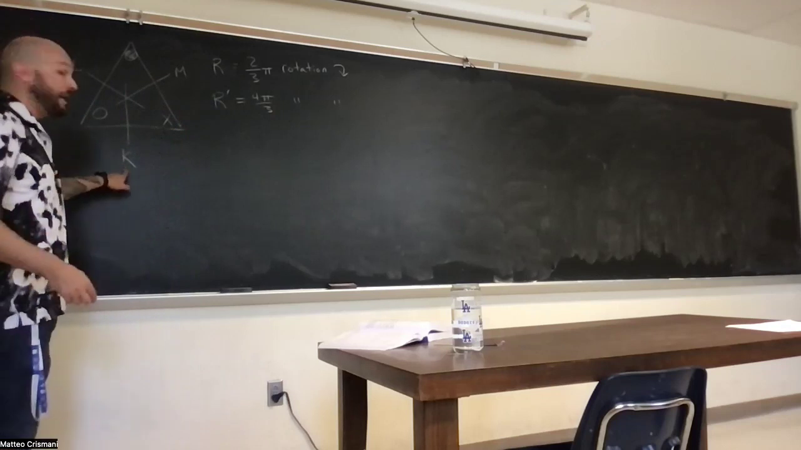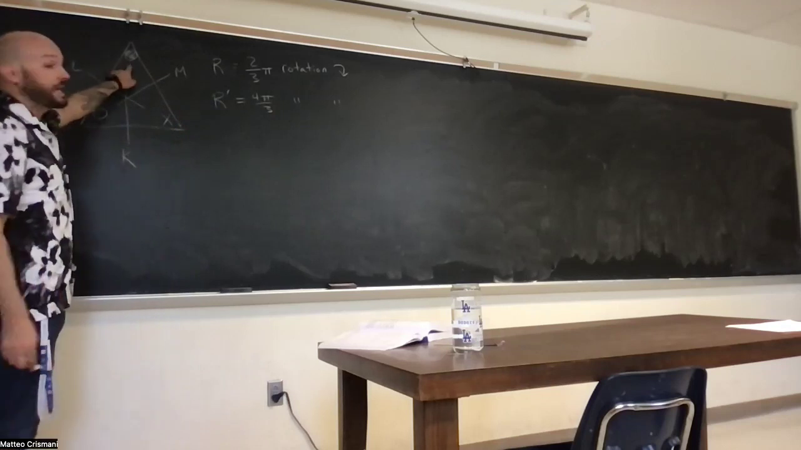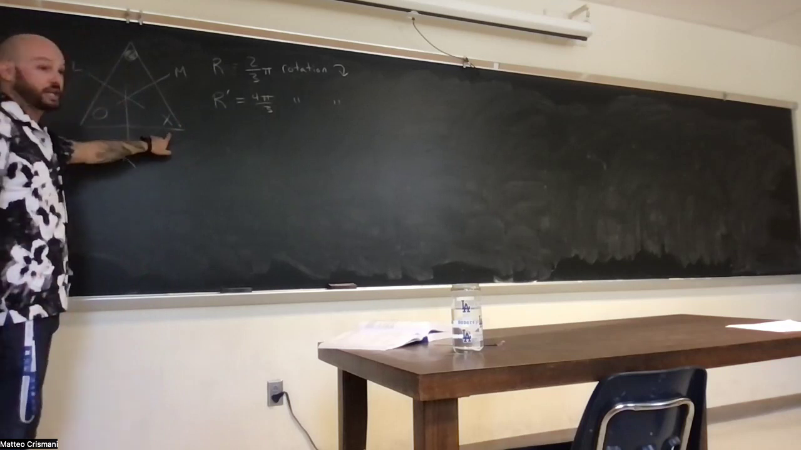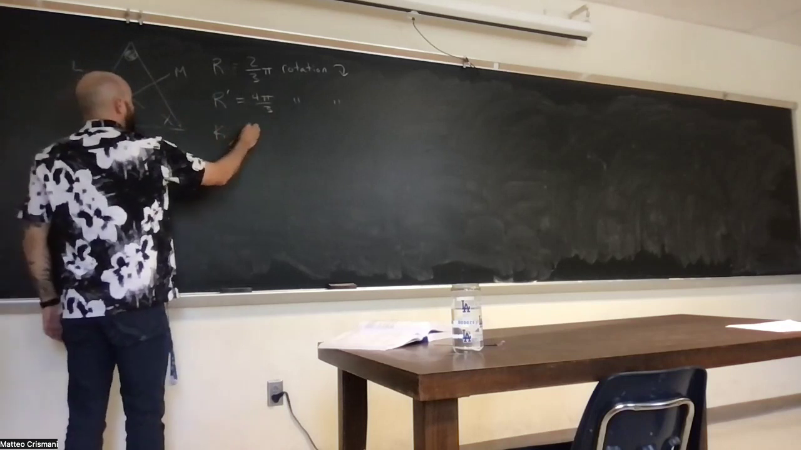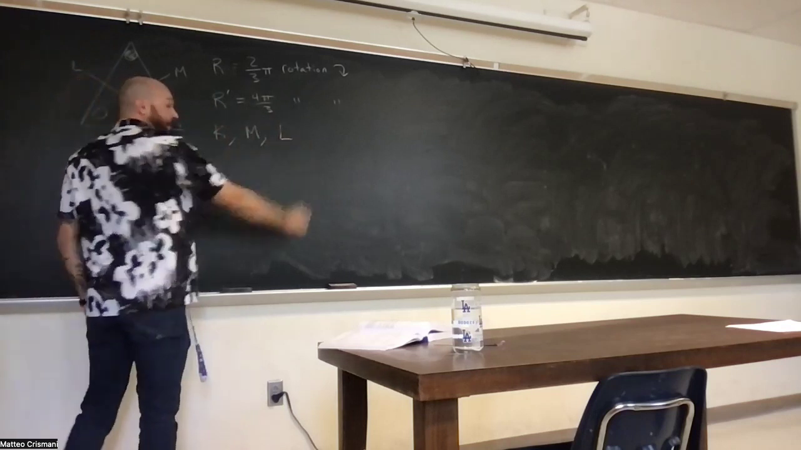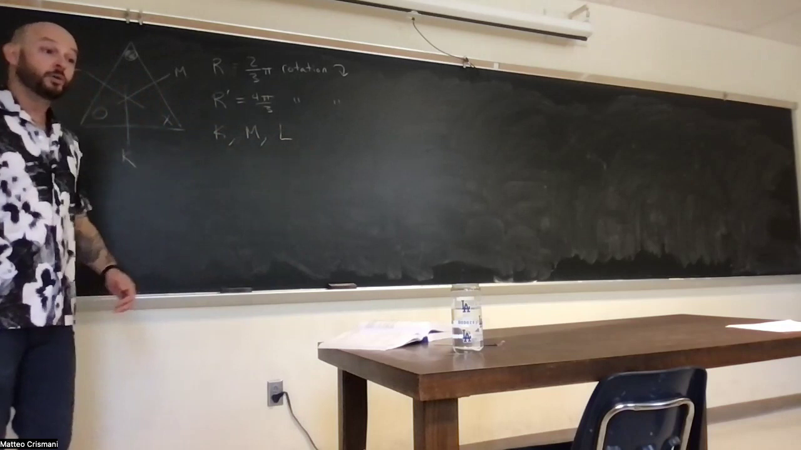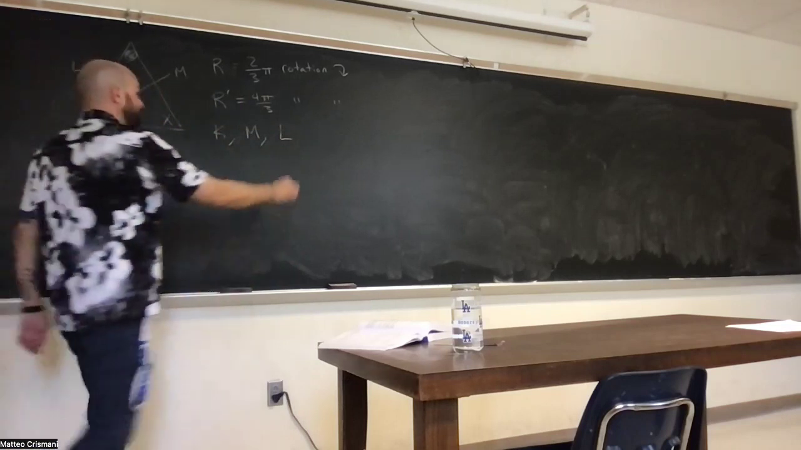So there is a line of reflection here. This will stay unchanged and these will change, right? So you can have a K reflection, an M reflection, and an L reflection, which reflect through a line of symmetry.